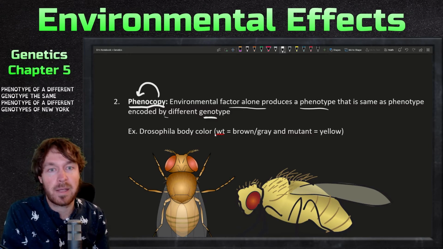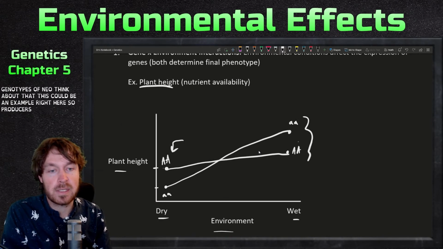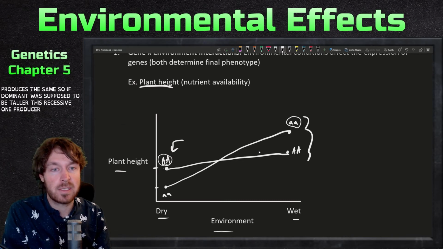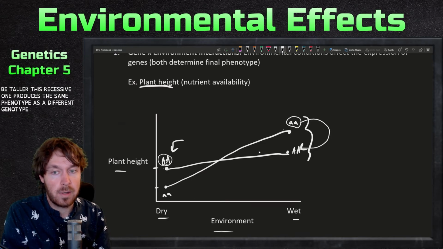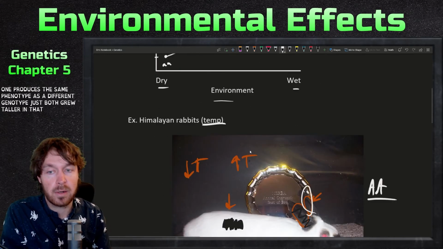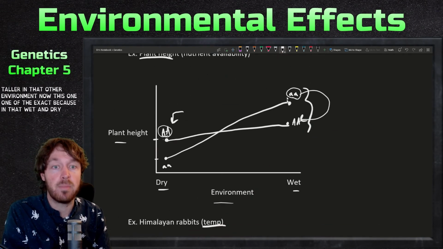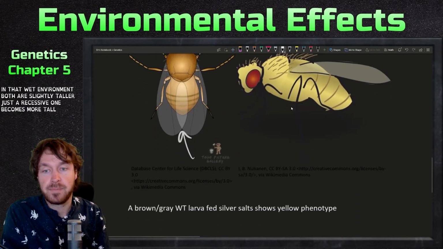So, think about that. This could be an example right here. So if dominant was supposed to be taller, this recessive one produces the same phenotype as a different genotype. Just both grew taller in that other environment. Now, this one wouldn't be exact because in that wet environment, both are slightly taller. It's just the recessive one becomes more tall.